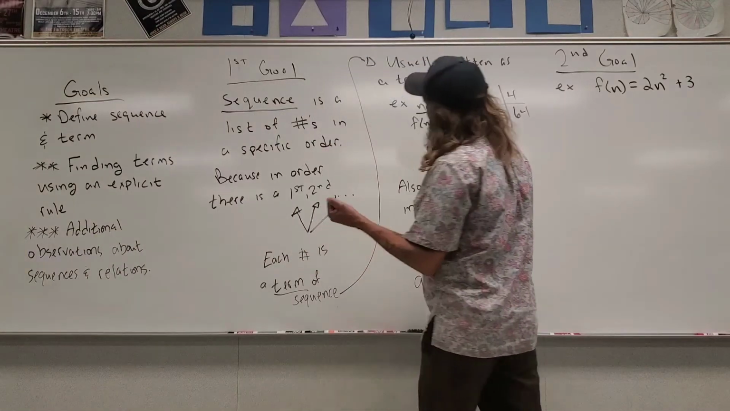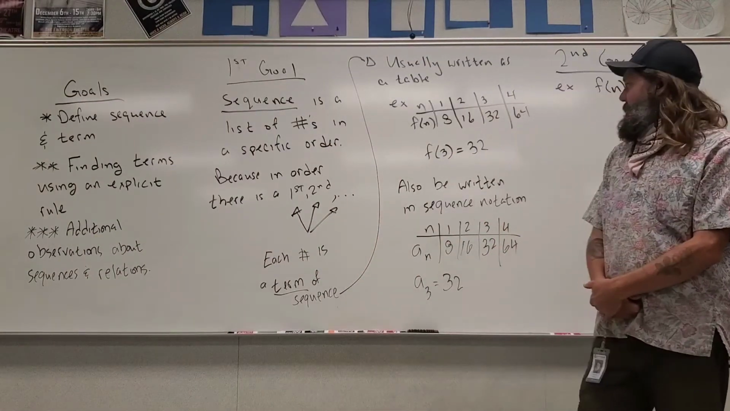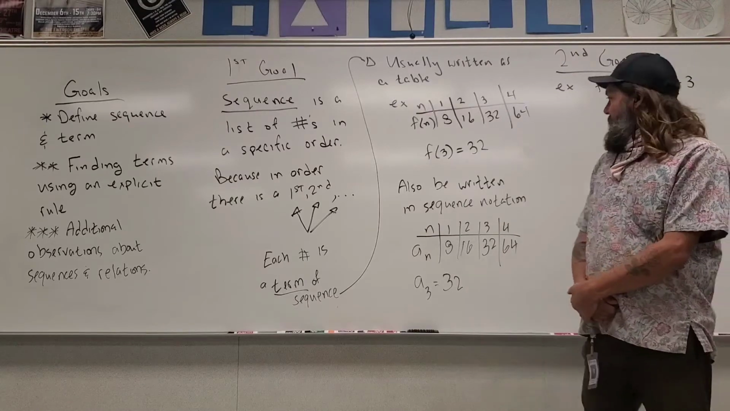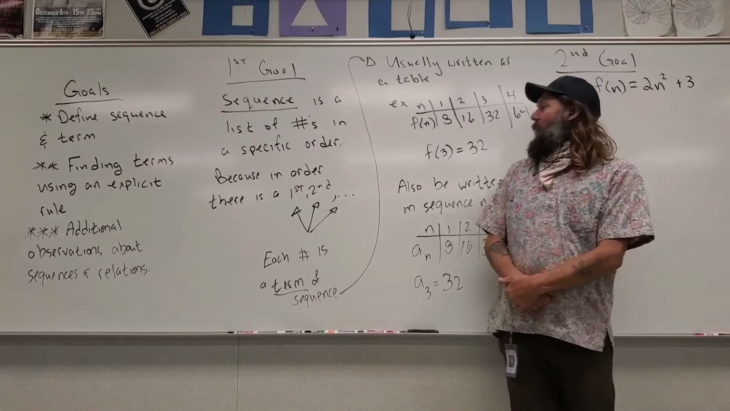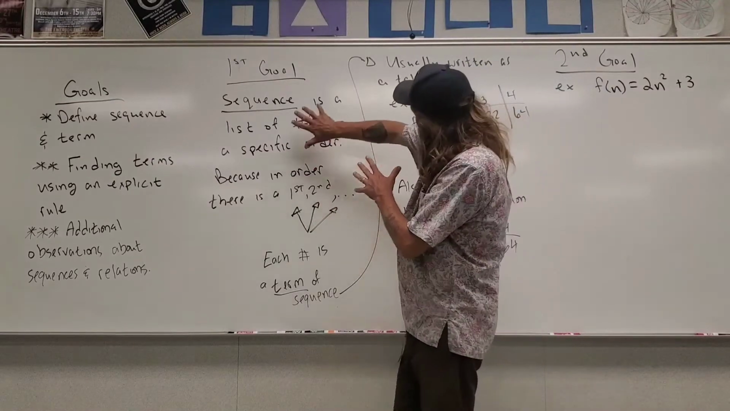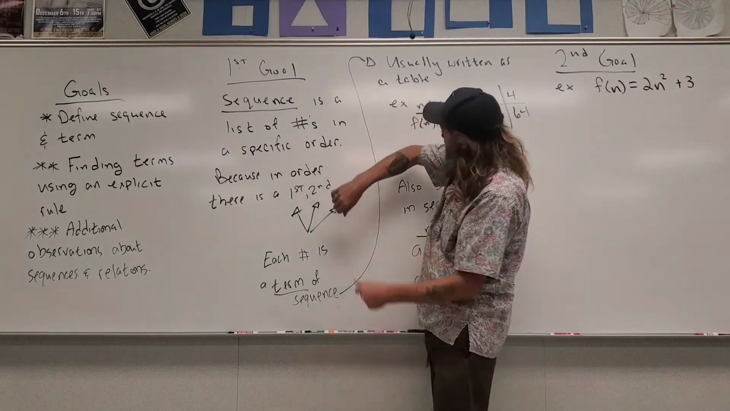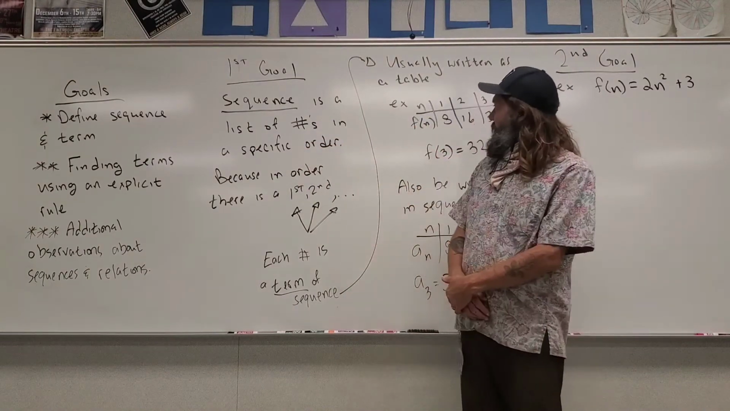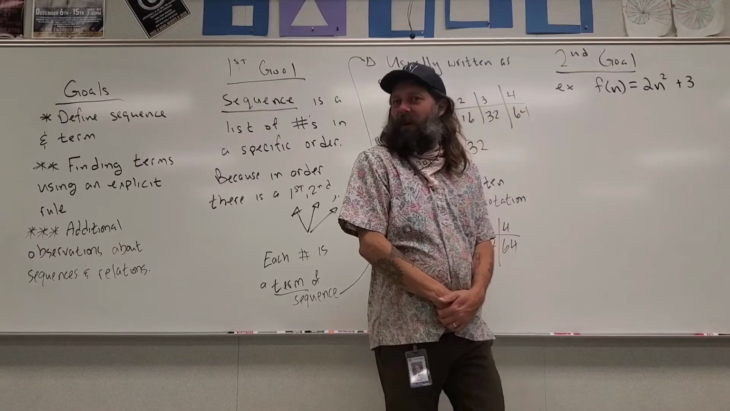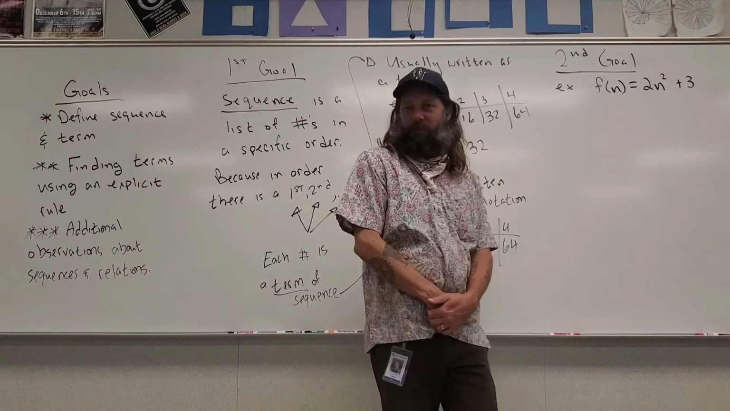A sequence is a list of numbers in a specific order. Because in order there's a first, a second, a third, that's what we're talking about when we're saying a sequence. Now, each number in a specific order, that's called a term of the sequence. And we normally write sequences in tables.